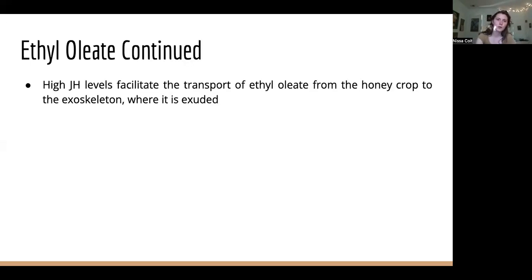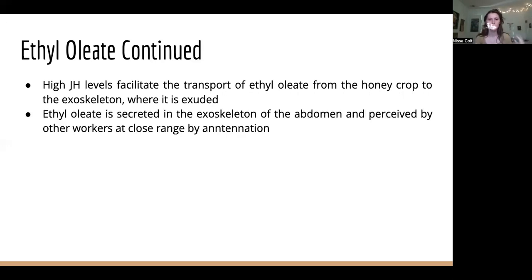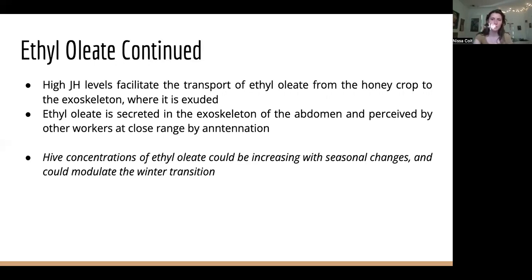So to continue on the topic of ethyl oleate, the high juvenile hormone levels in forager bees transport ethyl oleate to the honey crop, and it's exuded through their exoskeleton on their abdomen, where other bees perceive it by antennation at close range. So it's not volatile, which means it doesn't just pervade through the colony. It's perceived through close contact, which is going to be important in my experimental design later on.